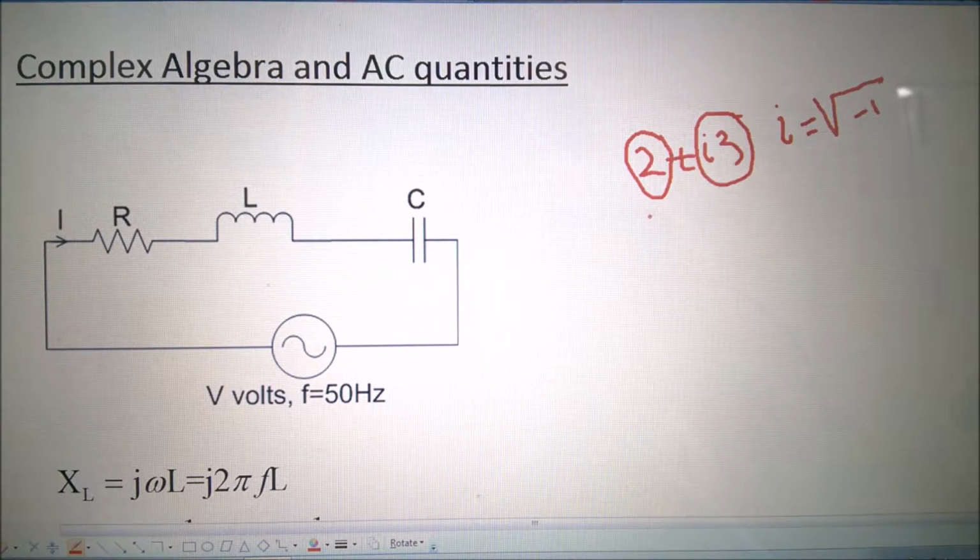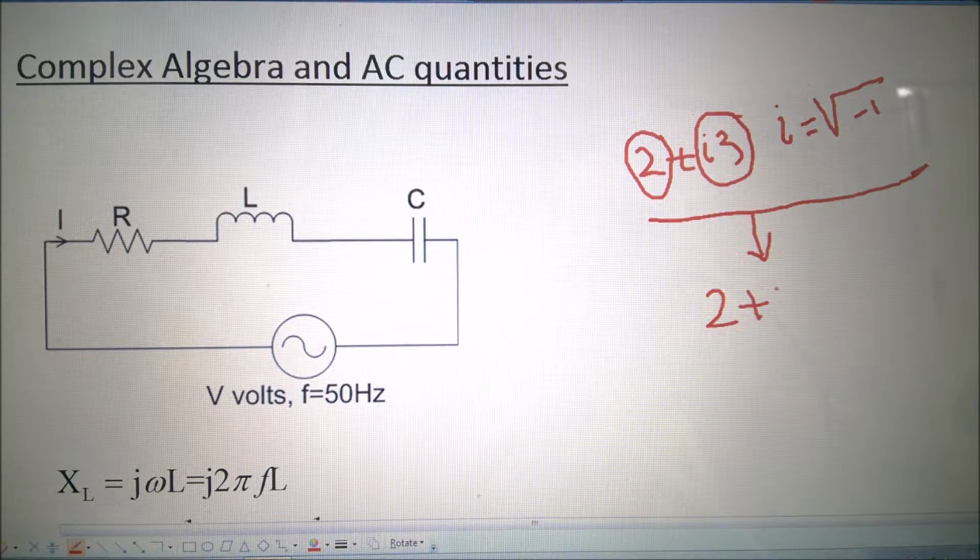Exactly similarly, AC quantities can be expressed in terms of complex numbers, and the only difference is that we'll express with j instead of i. Therefore, you can say j square is equal to -1. Now, how and where it is being utilized, we'll see now.